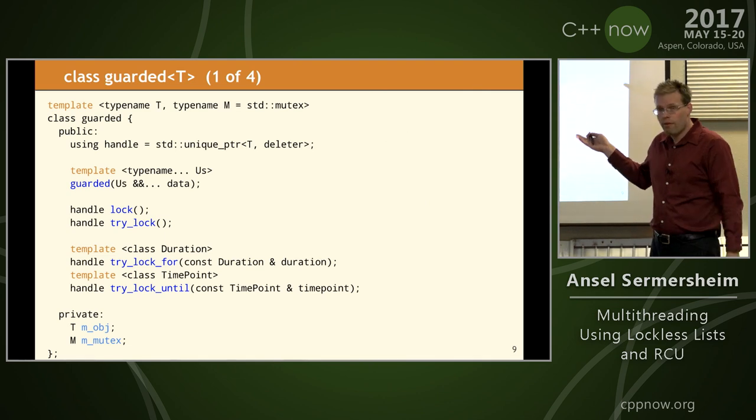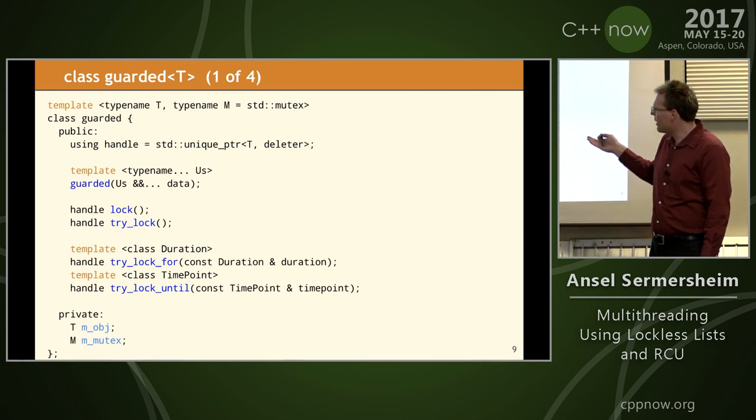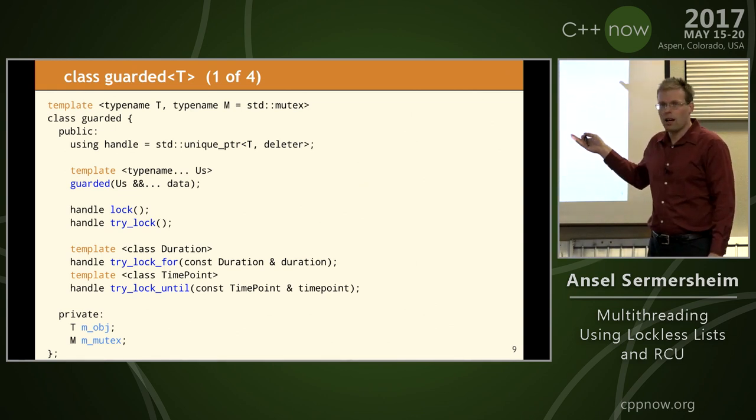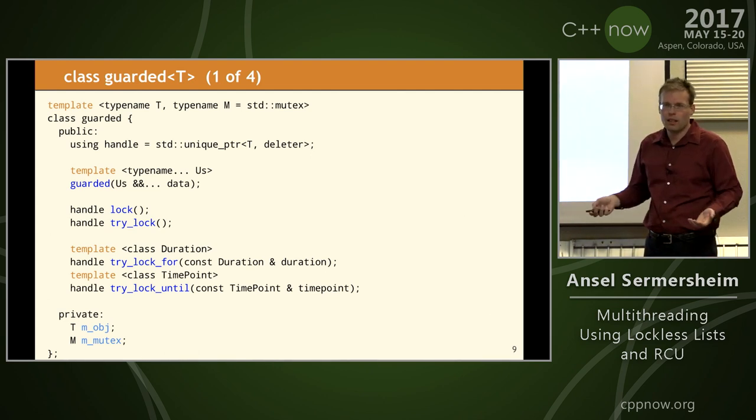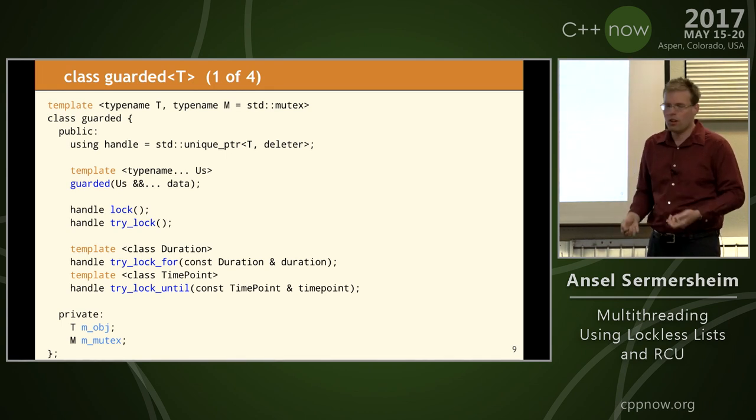You'll notice this looks very much like the mutex class in C++11, with the exception that the lock, the try lock, try lock until, all of these different lock methods, instead of just returning void, or returning a bool that says whether or not I succeeded in locking, return a handle to the object, which is the only way in which you can access the guarded data.